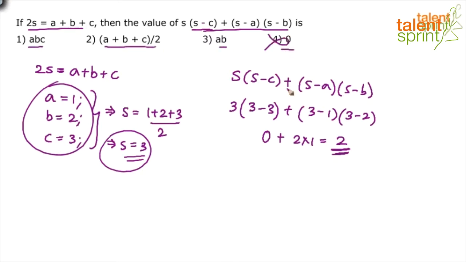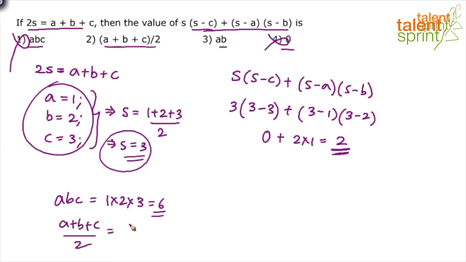Option 4 is anyway eliminated because option 4 is 0, and we have got the answer as 2. Look at option 1, ABC. ABC is equal to what? 1 into 2 into 3, which is equal to 6. But what do we want? We want 2. So option 1 is wrong. Option 2, (A plus B plus C) by 2, which we have calculated here, will come out to be 3. But we want 2. So options 1, 2 and 4 are wrong. Obviously 3 will be the answer.